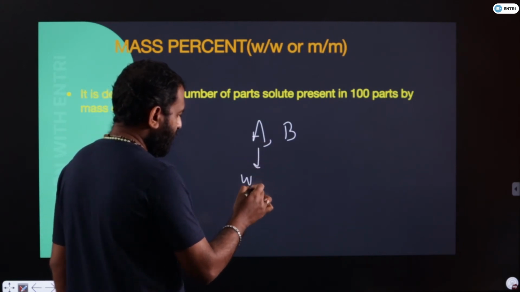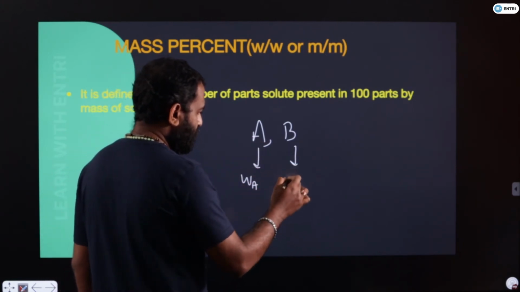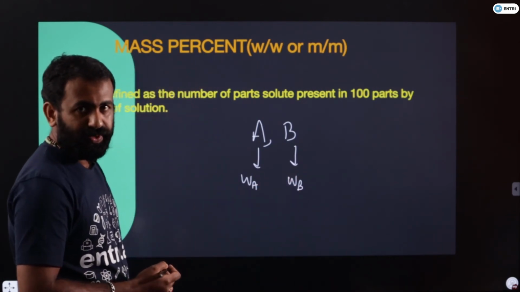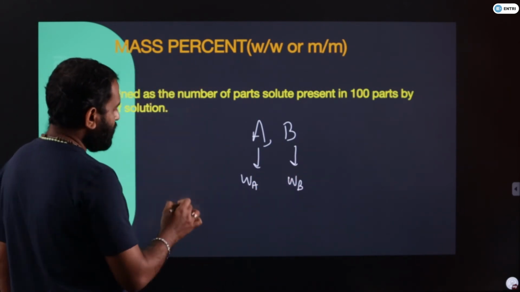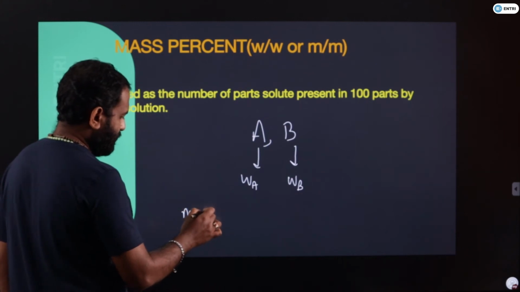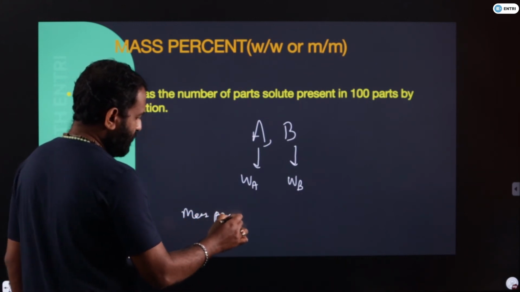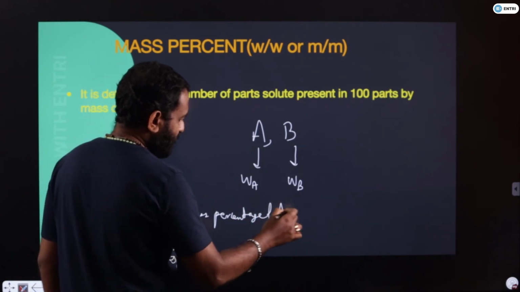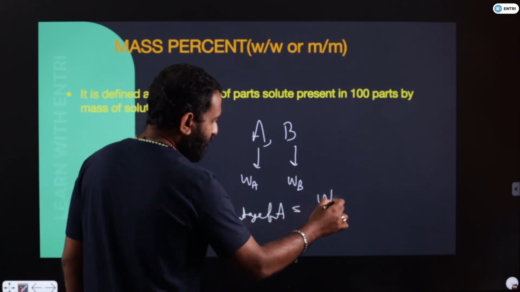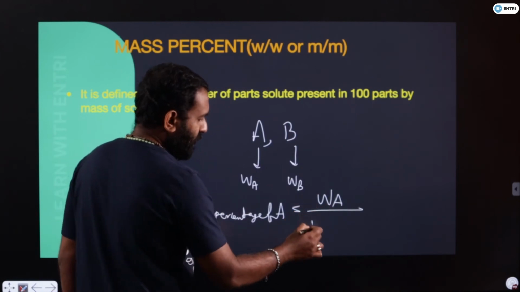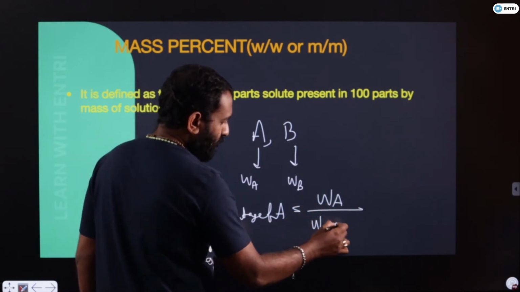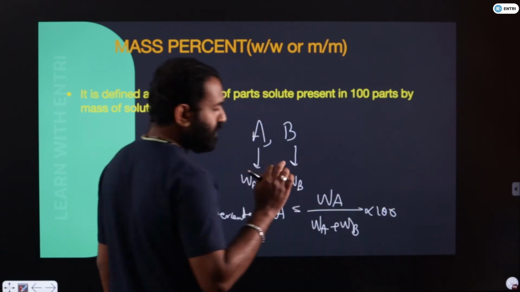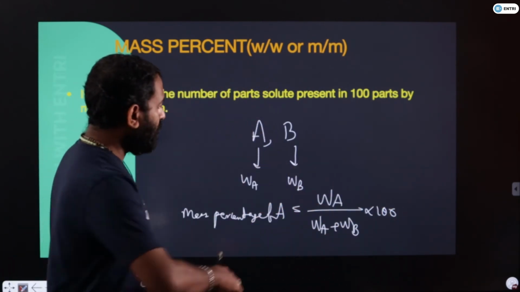The mass of A, let us take the mass of A is WA and mass of B is WB. Okay. Then mass percentage of A is equal to individual mass divided by total mass into 100. This is mass percentage.